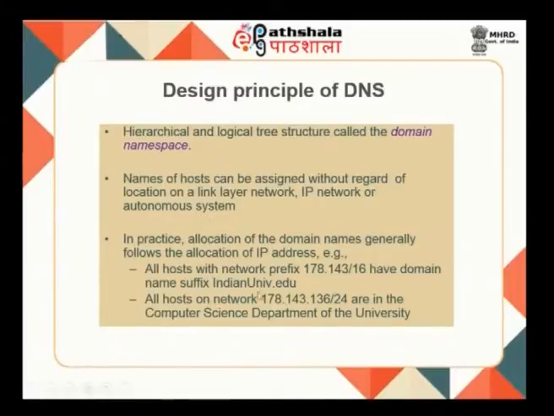But in practice, of course, we use certain kind of guidelines. For instance, we say something like all hosts with a network prefix of 178.143.0.0/16 have the domain name suffix indianudiv.edu, and all hosts on this particular network are in the computer science department of the university. So normally in practice, in order to make the allocation a little more manageable, these kind of things are done. But as per the design principle of DNS, the name of the host is really not dependent on the link layer network or the IP network as such.